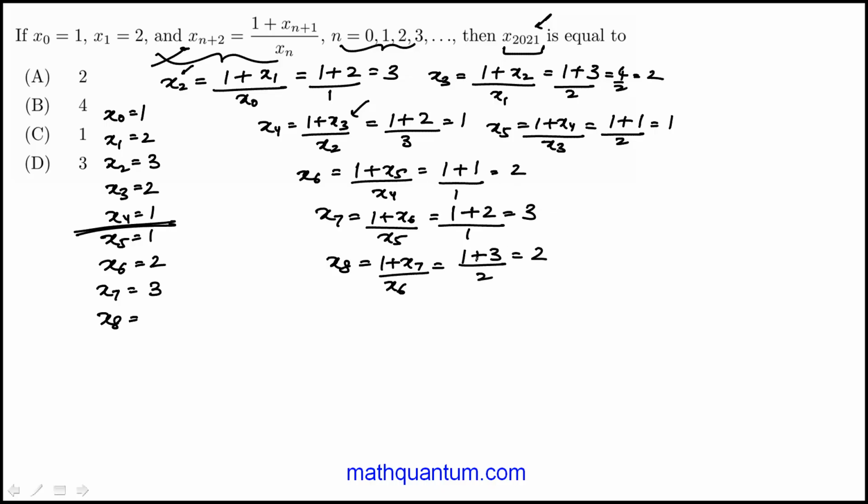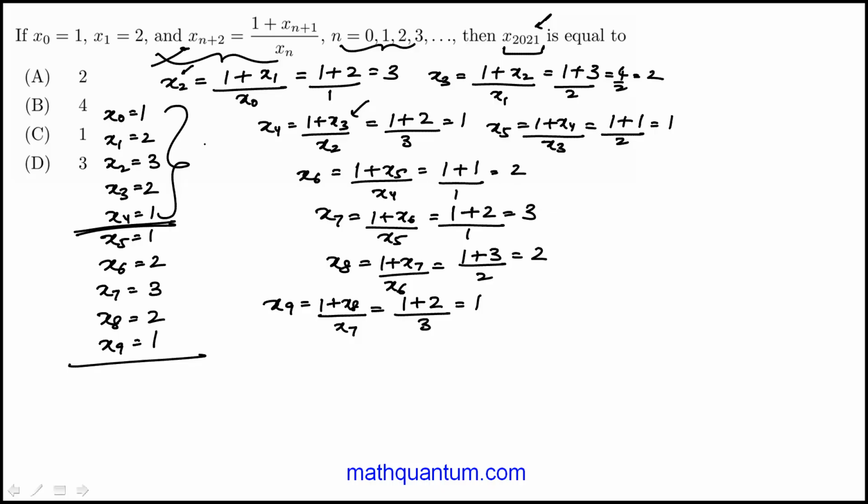Over x6, that's 2, so it looks like that's the case, but I personally, to be on the safe side, I'll always do some additional work. 1 plus x8, so that's 1. So yeah, that looks like to be the case. So the repeating block are these 5 terms.